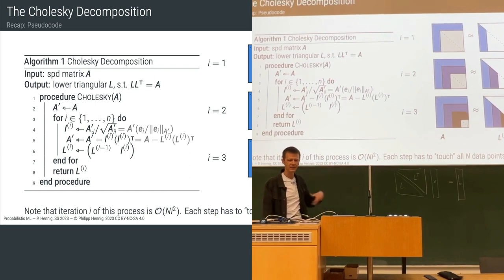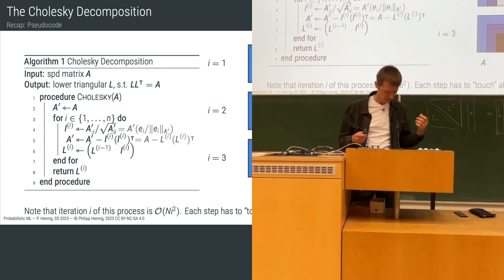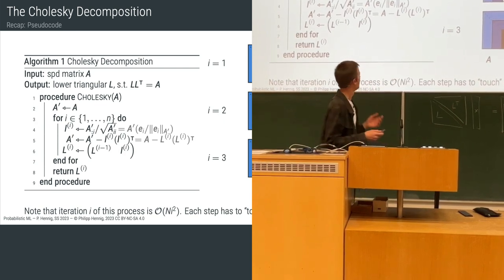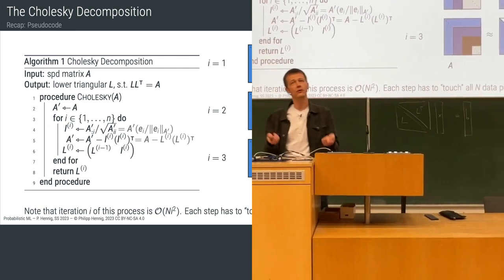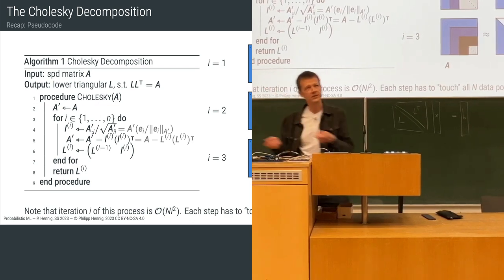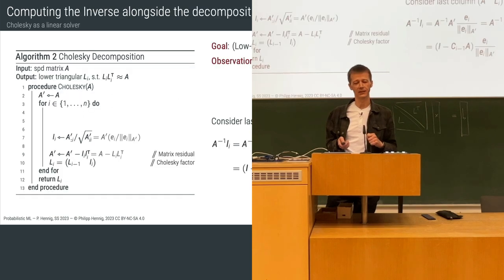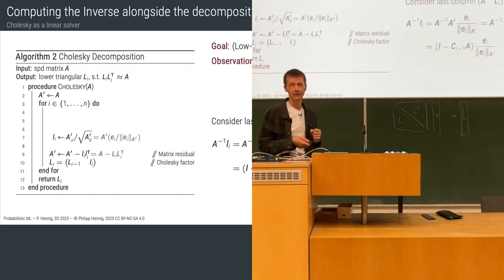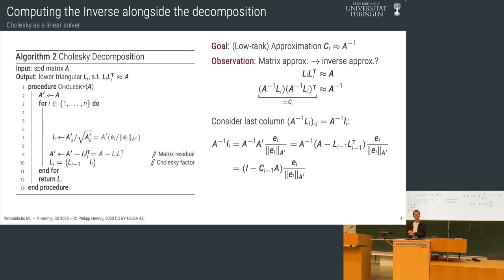Can we also make it explicit? Can we talk about what actually happens here? If we would compute the inverse afterwards, could we also have done that during the algorithm, while it runs, while this Cholesky decomposition runs? Yes, we can. So let's try to do that for the sake of understanding where it would come from.